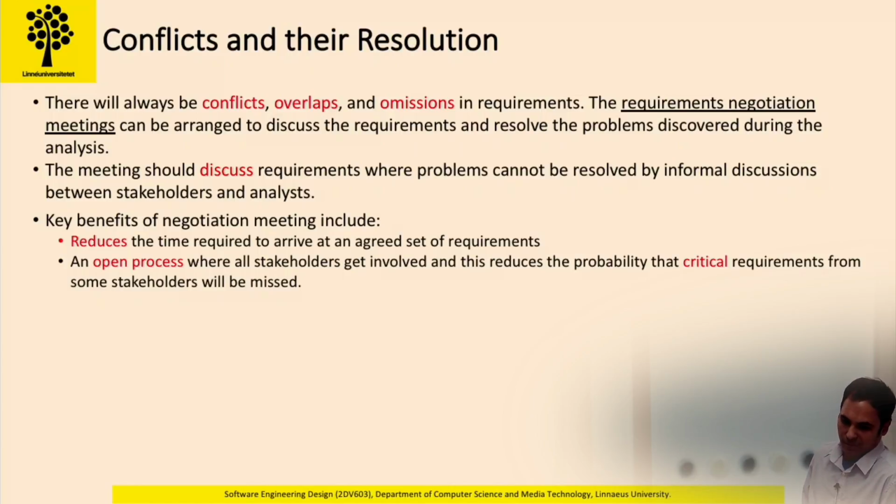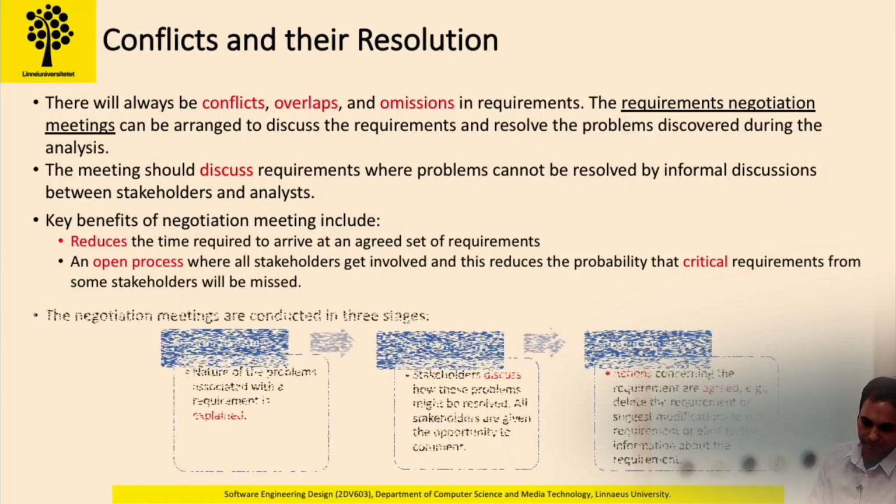So what is the benefit of conflict resolution? The first benefit is that if you have negotiation meetings with your stakeholders, it will reduce your time to arrive at an agreed set of requirements. And also, if you make it an open process, it will make sure that you do not miss any critical requirements. If you do not meet your stakeholders in a formal meeting, and you decide yourself to remove critical requirements, it might be very bad for the other stakeholders.